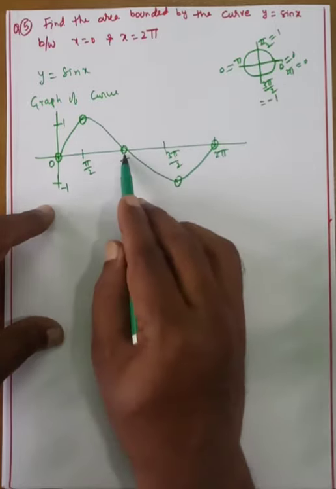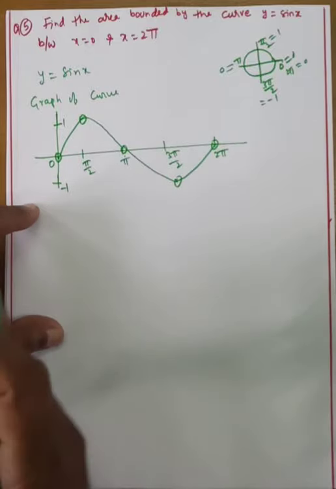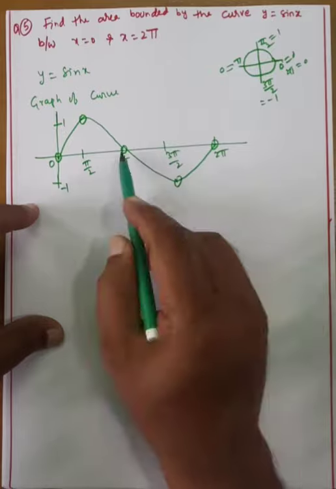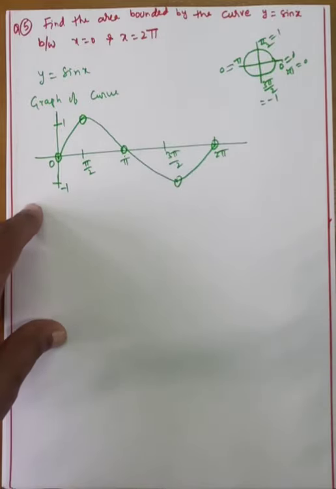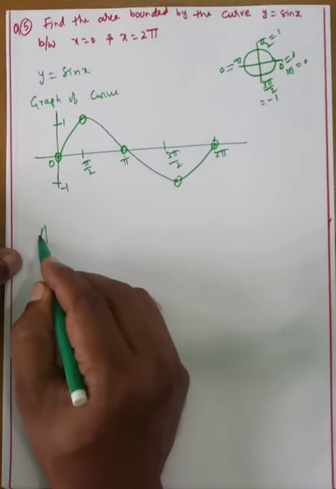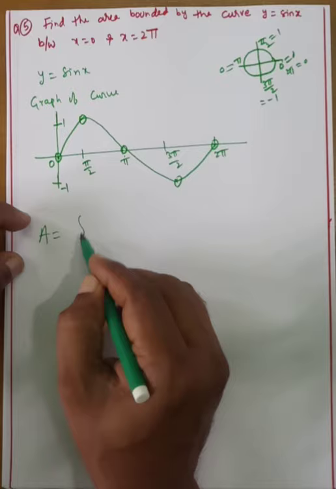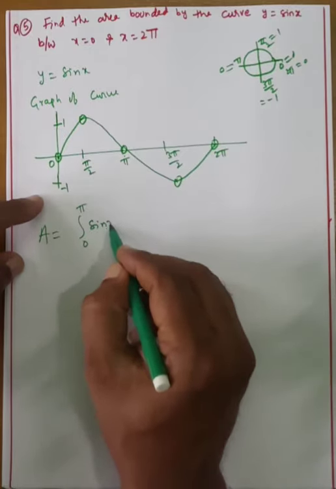Now 0 to pi is above the x-axis, so you will take the plus of the definite integral. Pi to 2 pi is below the x-axis, so we take the negative of the definite integral. Now how to take the area? Area is equal to integral 0 to pi sin x dx.